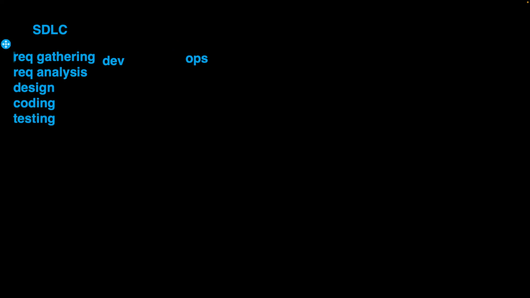Let me give you a brief of it for anyone new here. Software development lifecycle is nothing but the sequence of activities involved in development: requirement gathering, then requirement analysis, design, coding, testing, and delivery. These are the different stages. Each stage goes one after the other, so it goes in this direction from top to bottom.